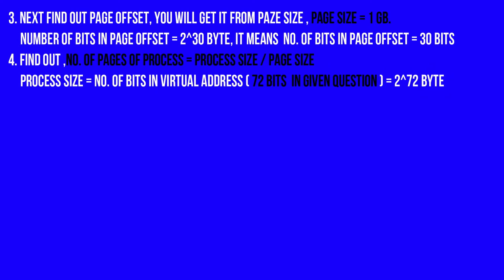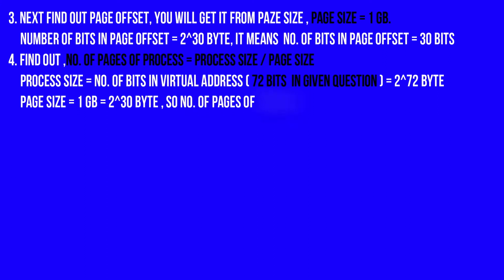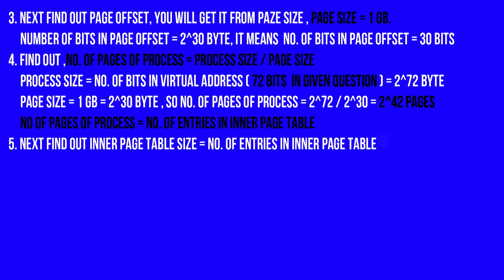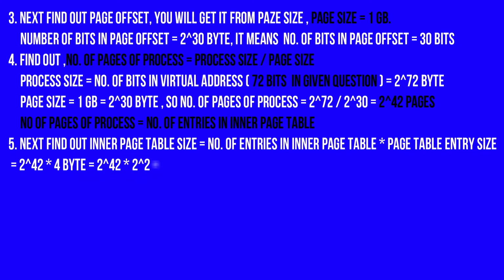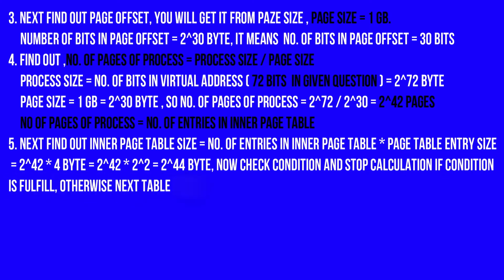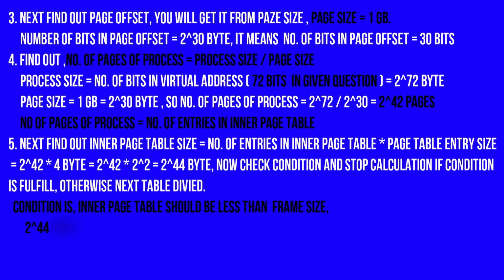Fourth step, find the number of pages of the process, equal to process size divided by page size. Process size means the number of bits in virtual address. Virtual address is already given here as 72 bits, which means 2 to the power 72 bytes. Page size is given as 1 GB, which means 2 to the power 30 bytes. So number of pages of the process equals 2 to the power 72 by 2 to the power 30, which equals 2 to the power 42 pages. Now, number of pages of the process equals number of entries in the inner page table.